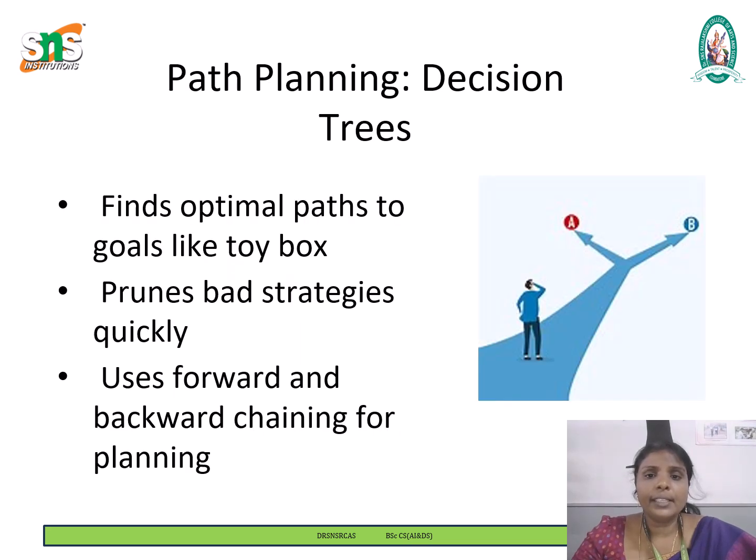Next technique is the decision tree. The decision tree is used to find the optimal path to go to the toy box. The decision tree takes the decision: if it is yes, it will go on to forward chaining. It will take a decision, then it will go to backward chaining.